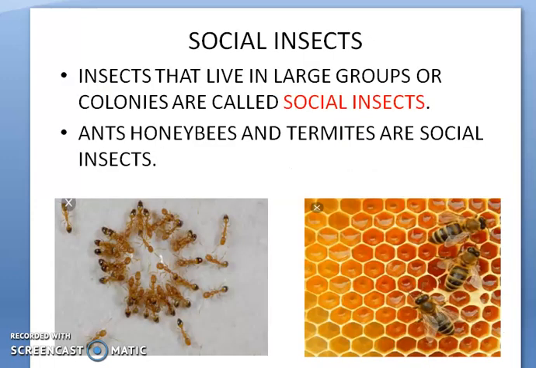Now the next portion of your lesson, we have a term called social insect. What do you mean by social insect? Insects that live in large groups or colonies are called social insects. That means the insects that live in large numbers, in colonies. Honeybees and termites are examples of social insects. You might have watched them moving together. They are not single, rather they always stay together in large numbers.